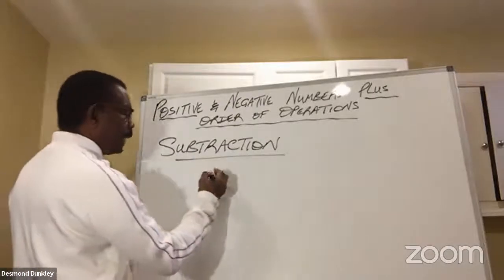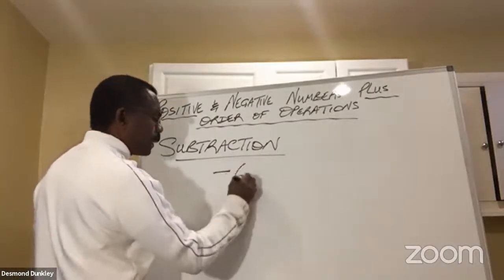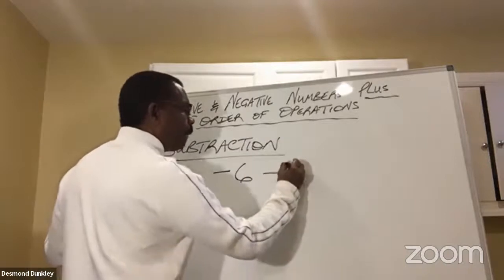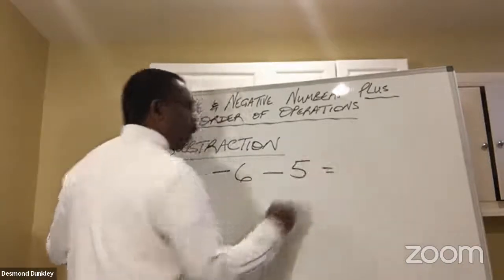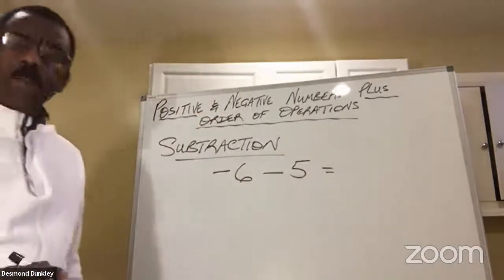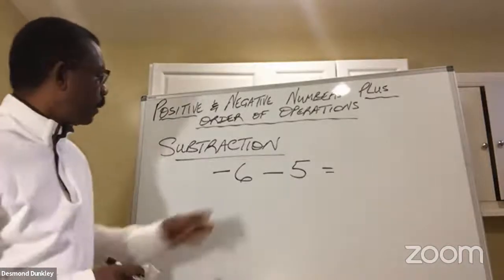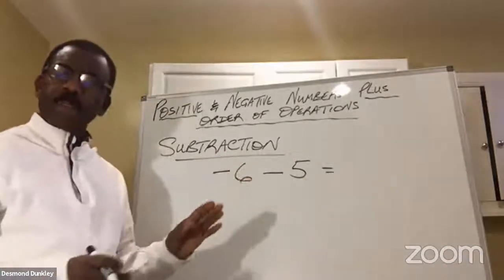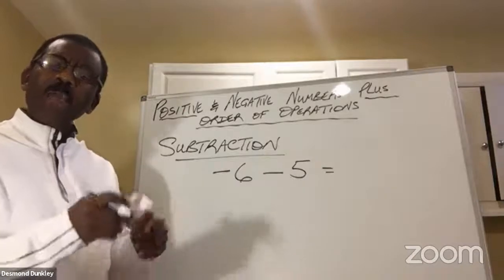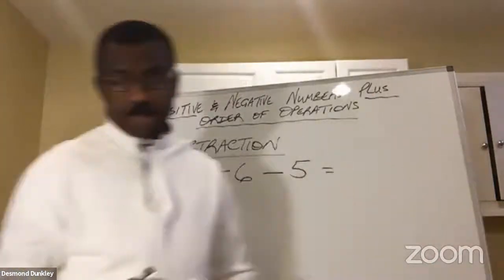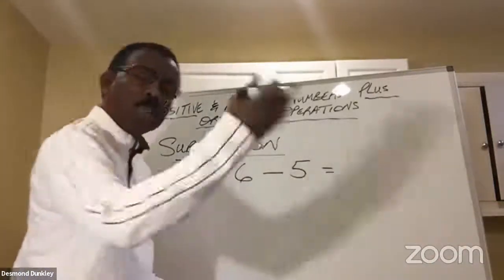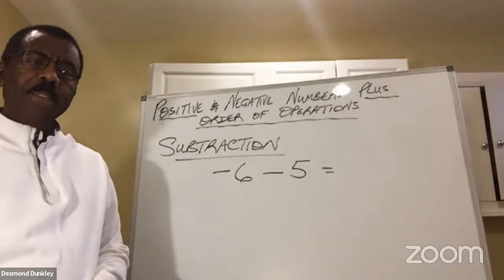Suppose I have -6 take away 5. Wow. What is that equal to? So we are subtracting 6, and then we're going to continue and also subtract 5. So what's the total? What's the overall result?